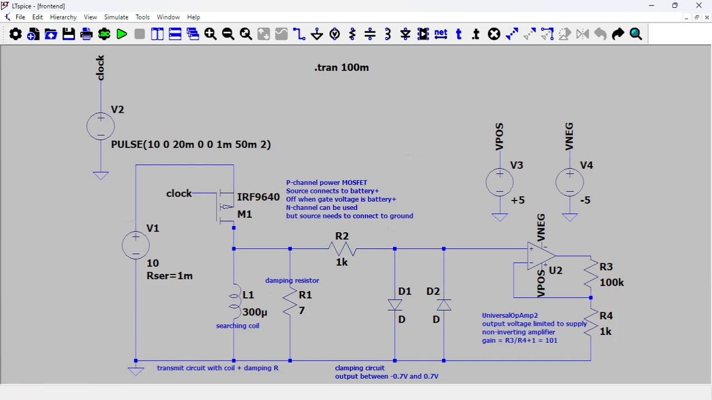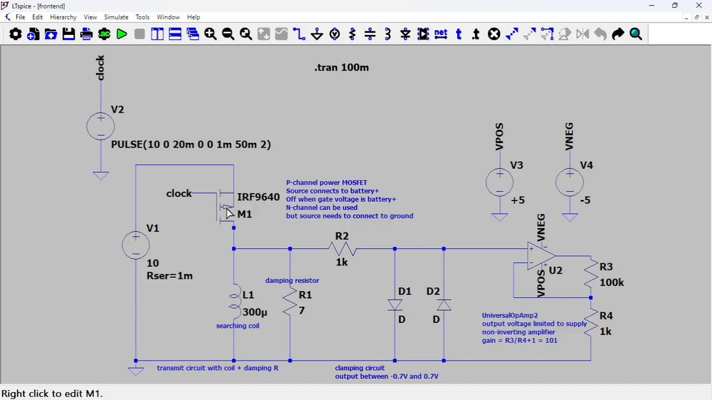So again, this is basically what's called the transmit circuit. This is the coil, the search coil. This is the damping resistor. And last time I went through this, but I didn't use a MOSFET. I just used a switch. I explained what it is. So this is a P-channel power MOSFET.